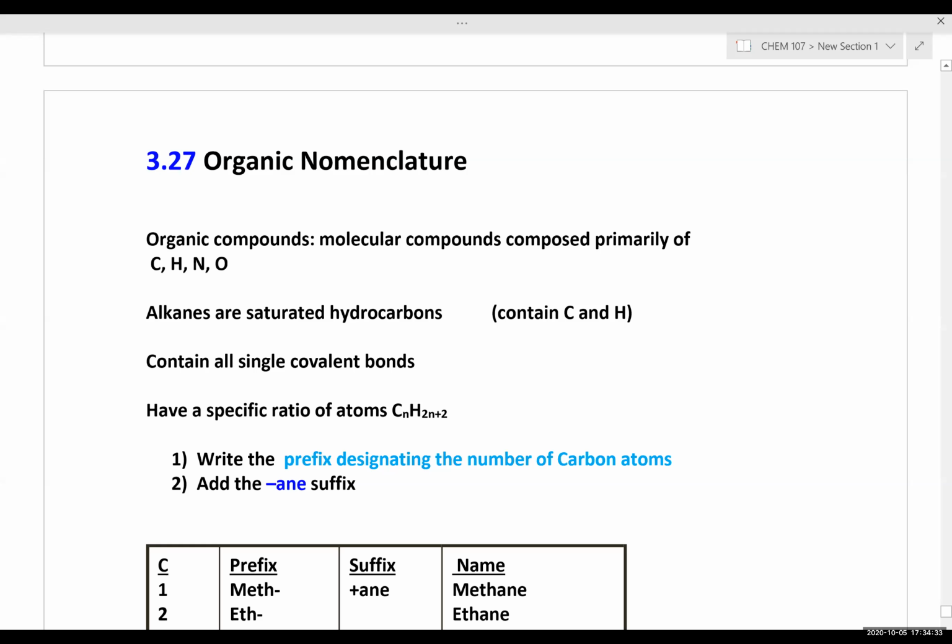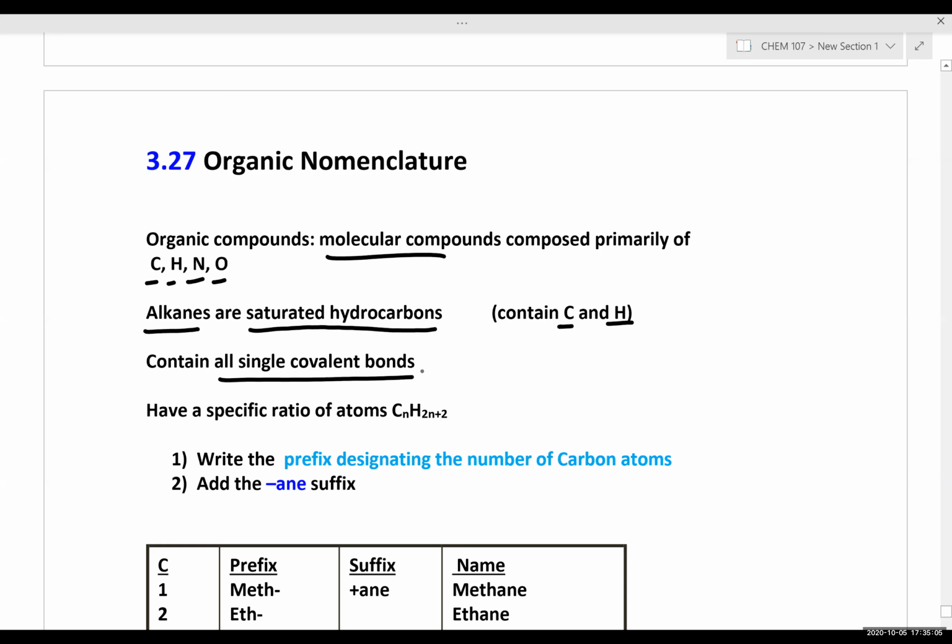So organic compounds are molecular compounds composed primarily of carbon, hydrogen, nitrogen, and oxygen. These are the majority of biologically relevant compounds that we'll encounter and discuss in this class. Let's talk about the first major class of organic compounds, which are known as alkanes. These are saturated hydrocarbons. They contain only carbon and hydrogen and only single covalent bonds.